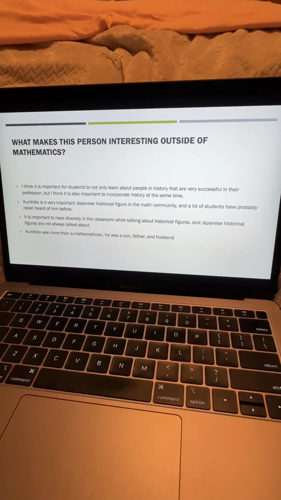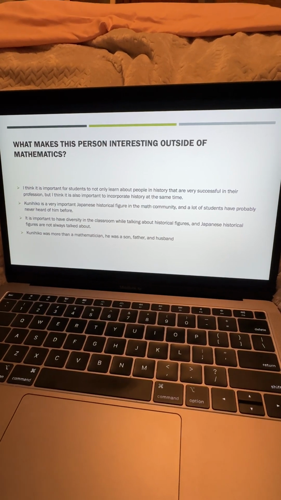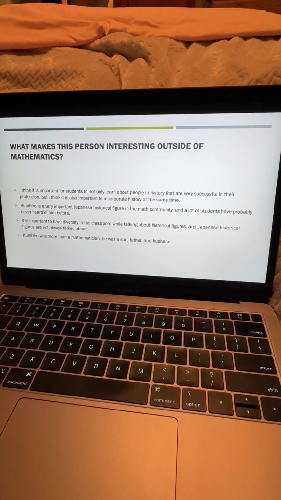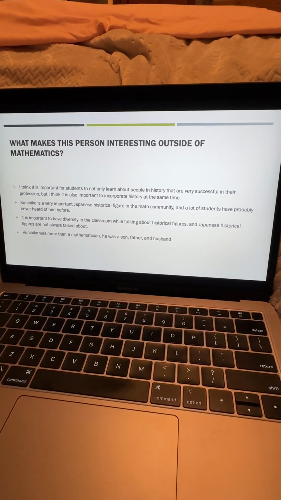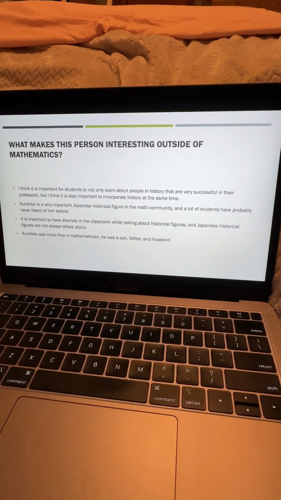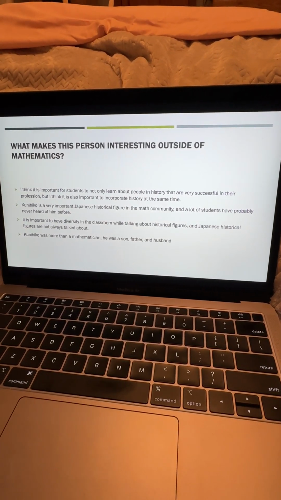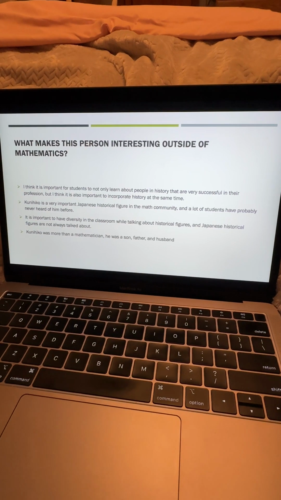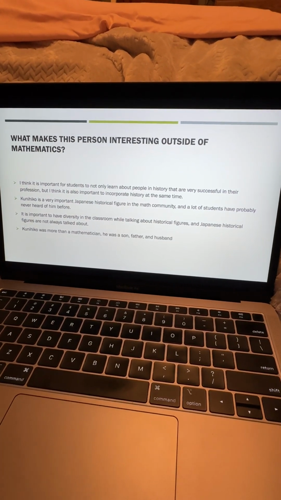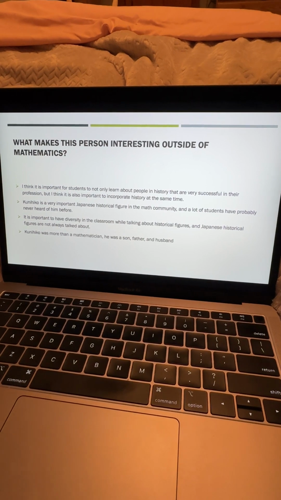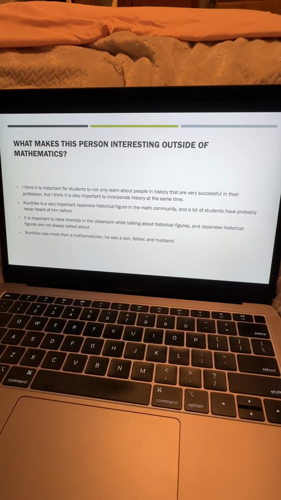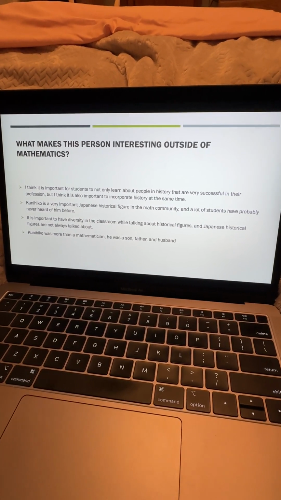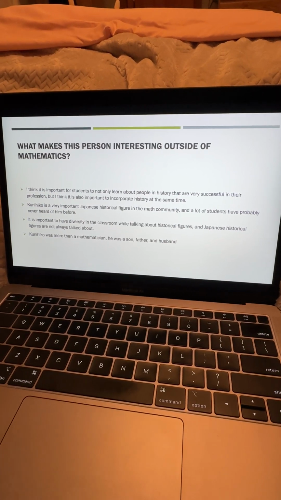It's important. Kunihiko was more than a mathematician. He was a son, a father, and a husband. I think that's very important to mention too, because especially at the elementary level, I feel like sometimes students just think of a person as what they're well known for and don't think of what they're doing outside of the profession, if that makes sense. Sometimes it needs to be brought to their attention that there's more to a person than just what they're known for. His being a son, a father, and a husband might not be as researched or as known, since people just research him for what he was known for in mathematics.